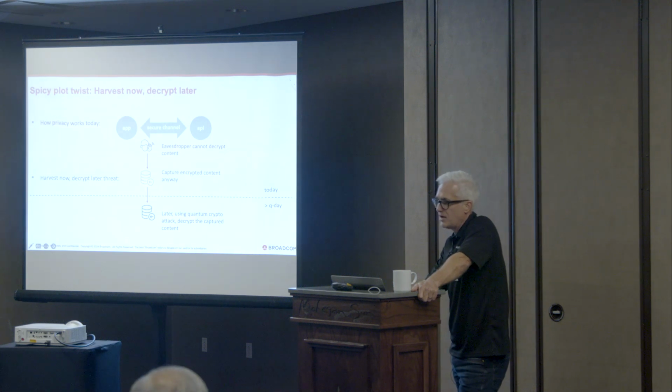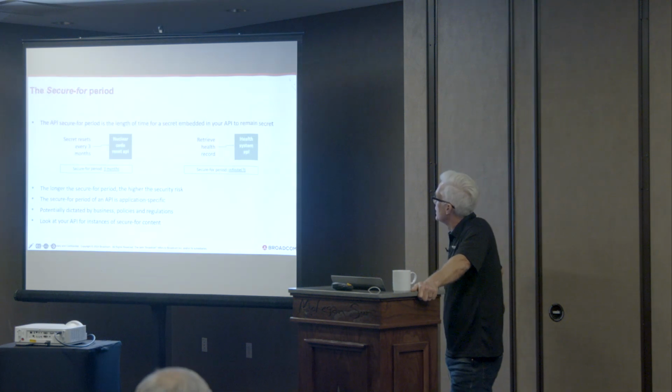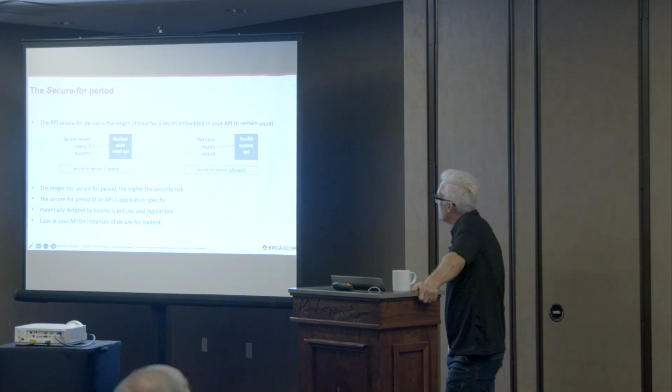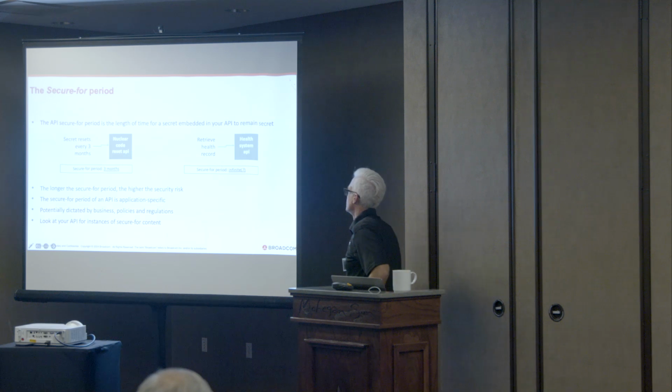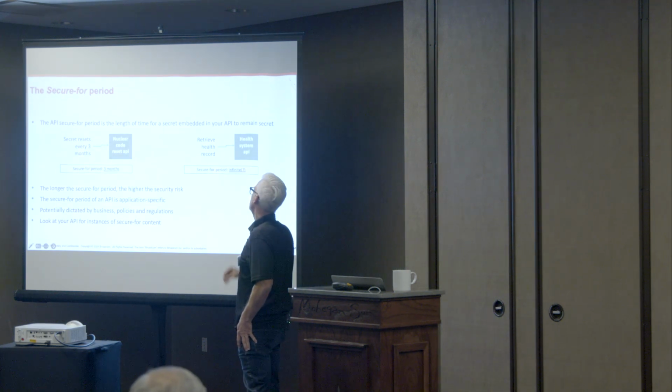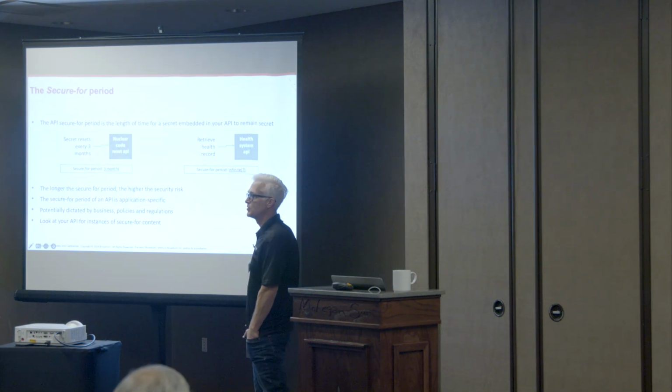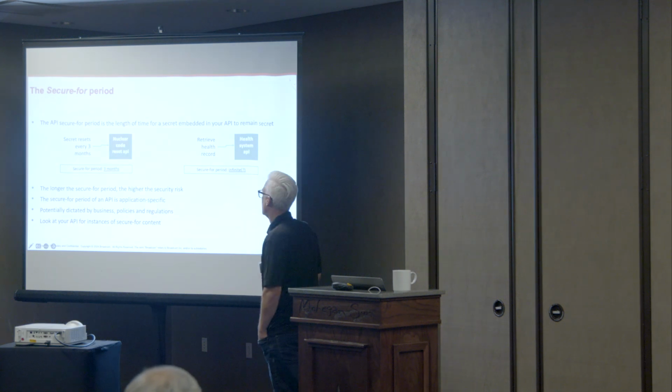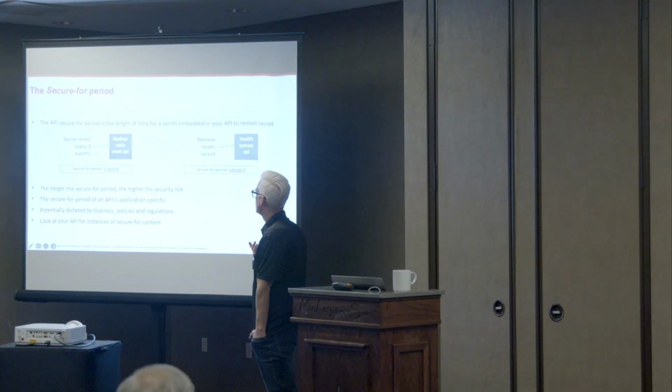Now, why does that matter? Based on that, I'm going to define something: the secure for period. The secure for period is the length of time for a secret embedded in your API to remain secret. So let's say you've got a nuclear code reset API. That's a goofy example, but just to illustrate, right? I have a procedure in place that automatically resets every 3 months. There's a new nuclear code that's set on the system. So the secure for period for that is 3 months.